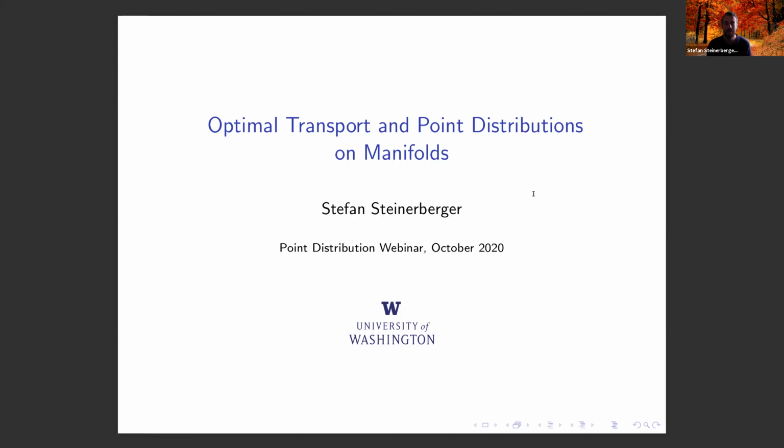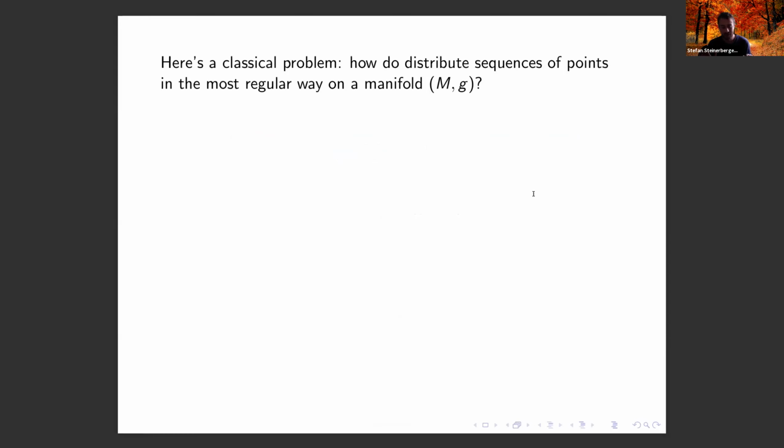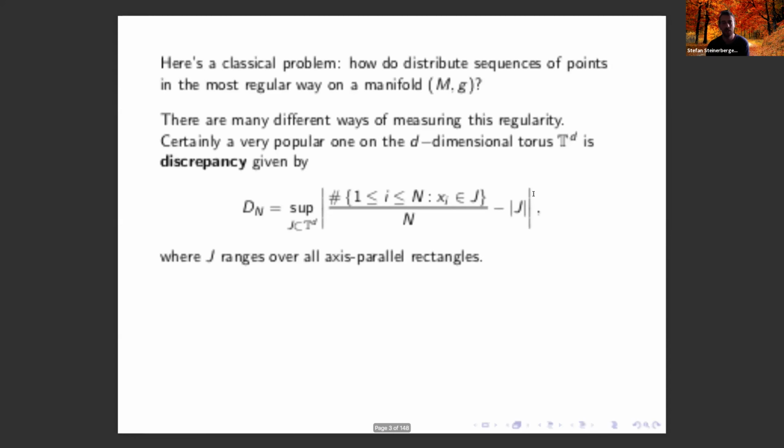So I prepared this slide not assuming that people came to the first talk, so I'll give a quick introduction to optimal transport. Maybe it's also a good reminder. The question for this talk is how do you get sequences of points that are well distributed on a manifold? And for the rest of the talk, if you think about the 2-dimensional sphere and how you distribute points well on that, that's sufficient.